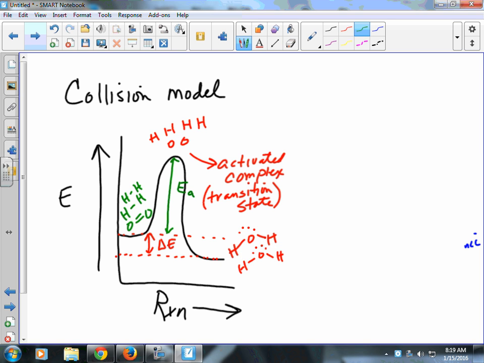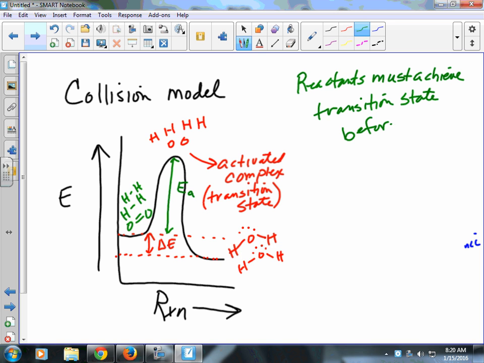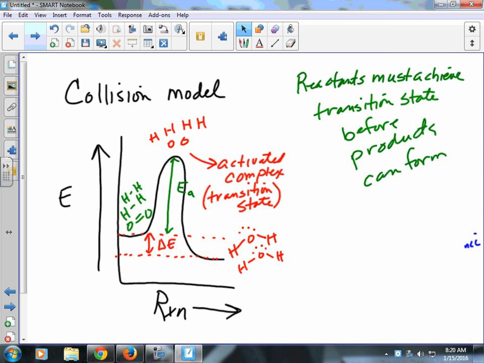Reactants must achieve the transition state before products can form. We've got to have this before any products can start to form. Y'all good with it? I mean, intuitively, does that make sense?